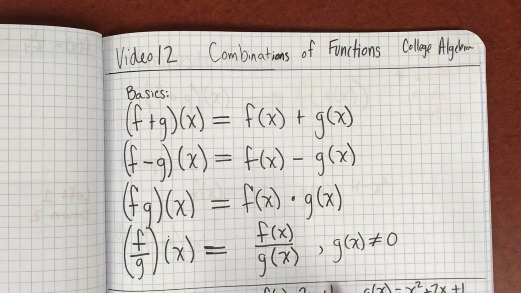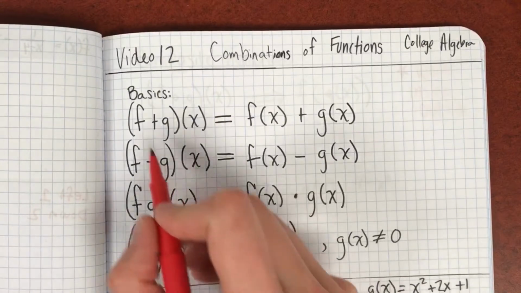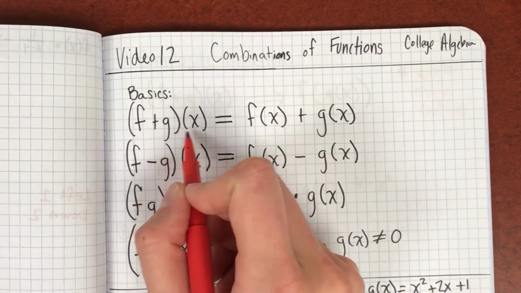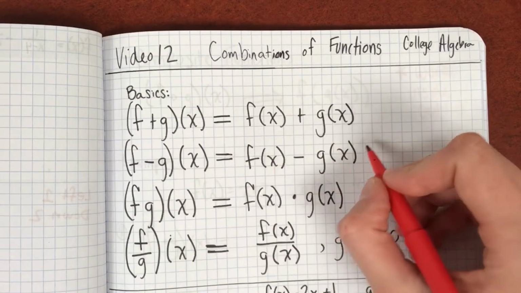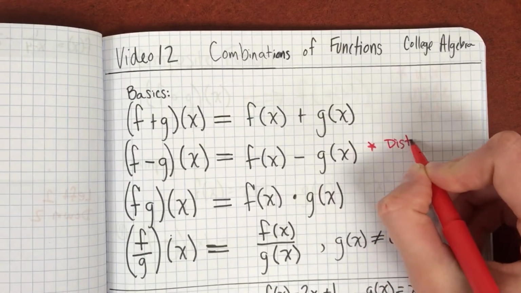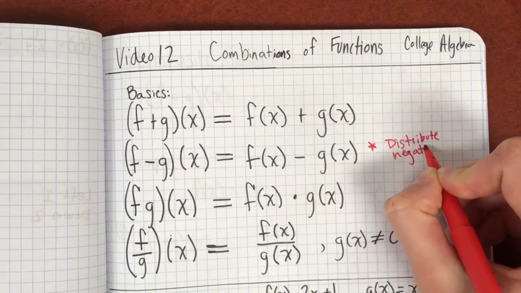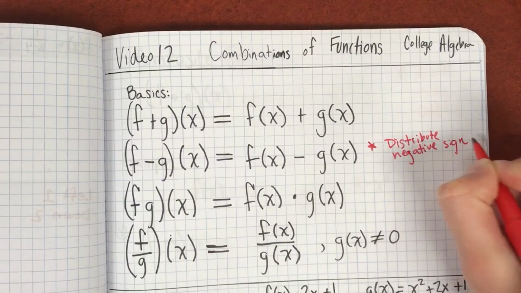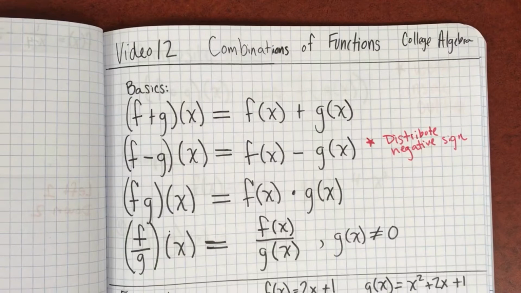All right, so we've got our adding, subtracting, multiplying, and dividing. And this is just what everything looks like and how it might be written. So a lot of times we say f plus g of x. Well, that just translates to f of x plus g of x. Okay, the same with the subtraction. The only thing with subtraction is make sure you distribute the negative sign to the entire g function. Okay, chances are if you get a question wrong like this, you probably forgot to distribute that negative sign.